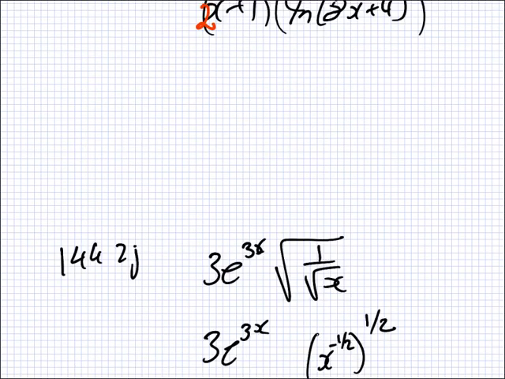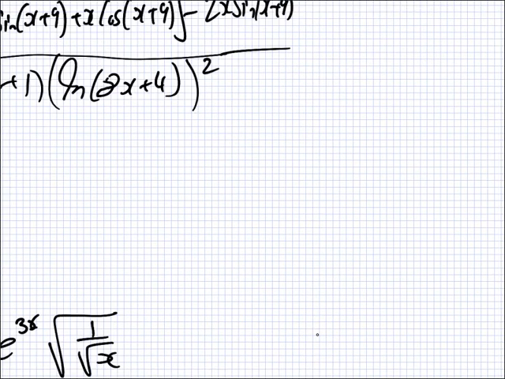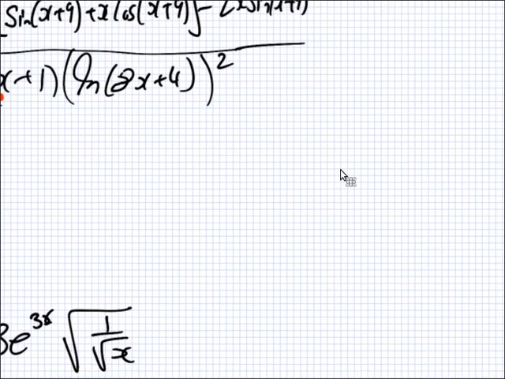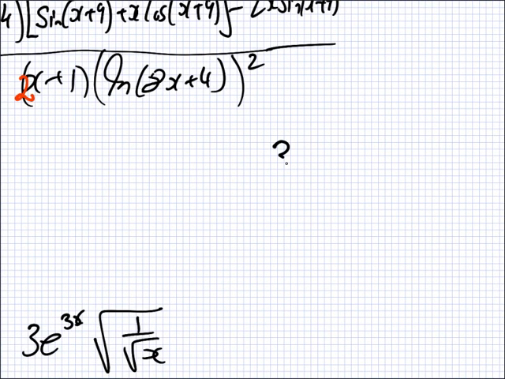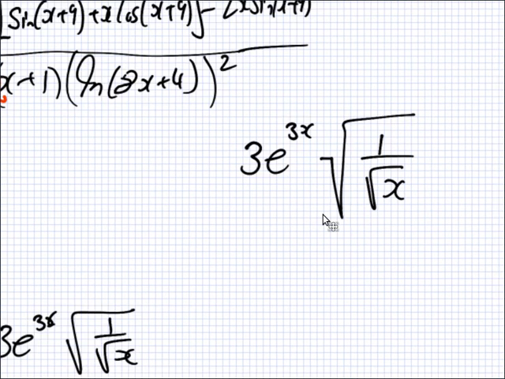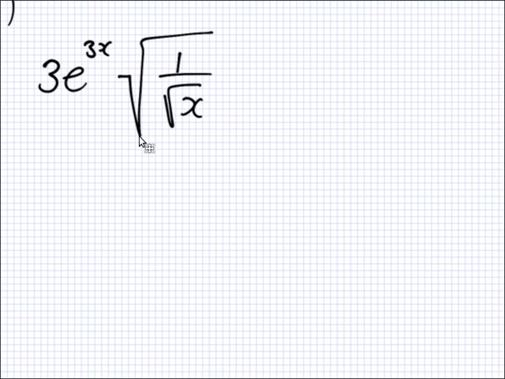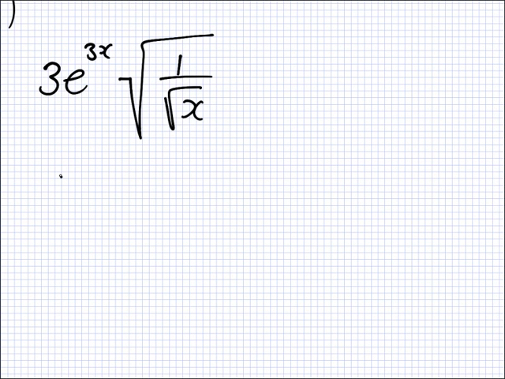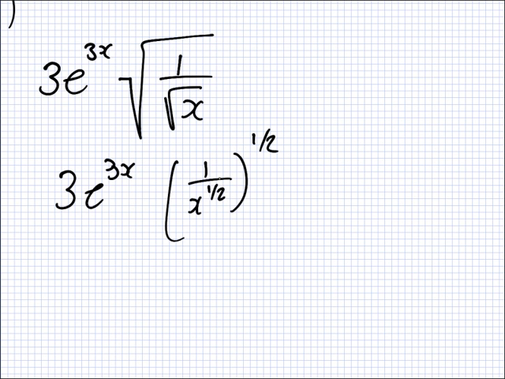No, I'll just go back up here so I don't have to rewrite it. So I'll just copy it over here. So this is 3e^(3x) root of 1 over root x. So you could just go straight into the quotient rule, but maybe before you do that, just put in halves instead of roots, okay? Isn't that what we do?